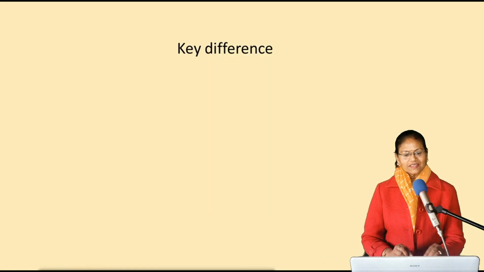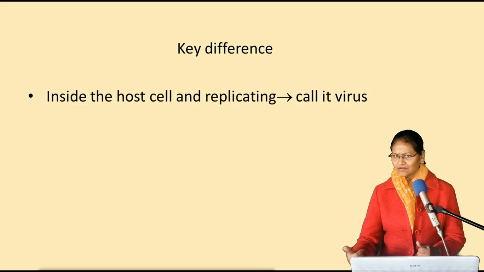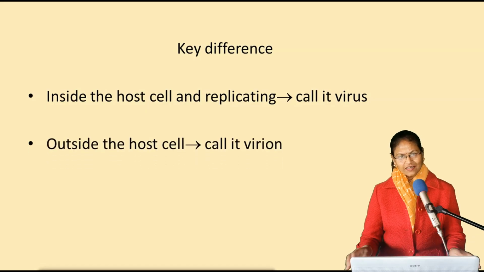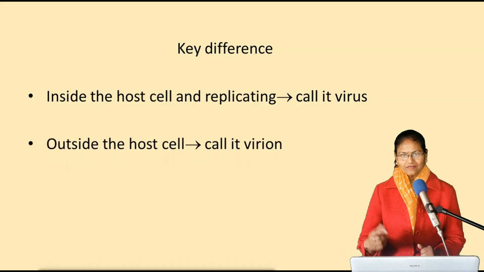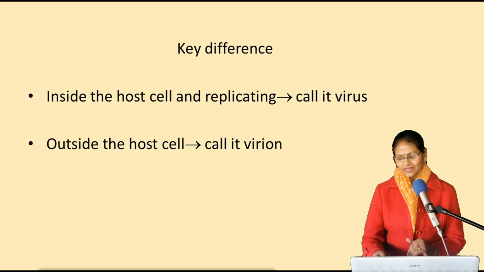So the key difference is: inside the host, when it is replicating, multiplying, and completing its life cycle, you call it virus. Outside the host cell, when it is inert and dormant, you call it virion. So I think you understand now what the difference between virus and virion is.